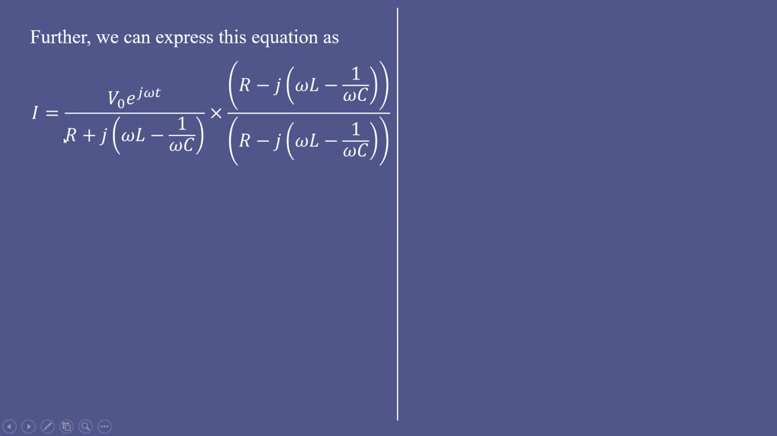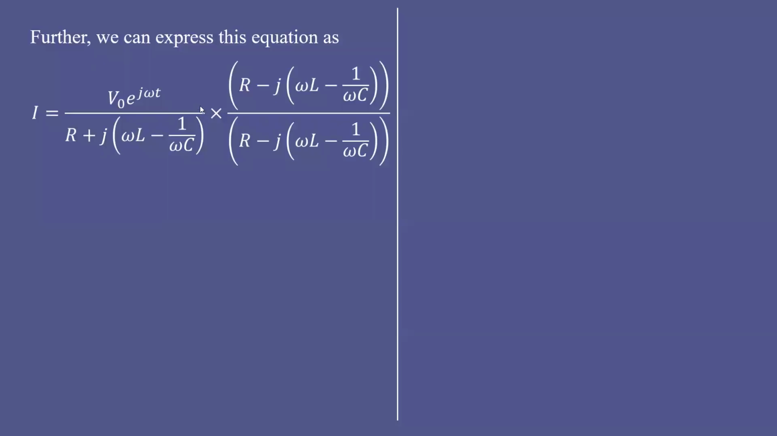Here the denominator is R plus j into (omega L minus 1 by omega C). It is a complex number where R is the real part and omega L minus 1 by omega C is the imaginary part. This V naught into e to the power j omega t is also a complex number only. It is in terms of cos of omega t plus j sin omega t, where j is the imaginary unit.